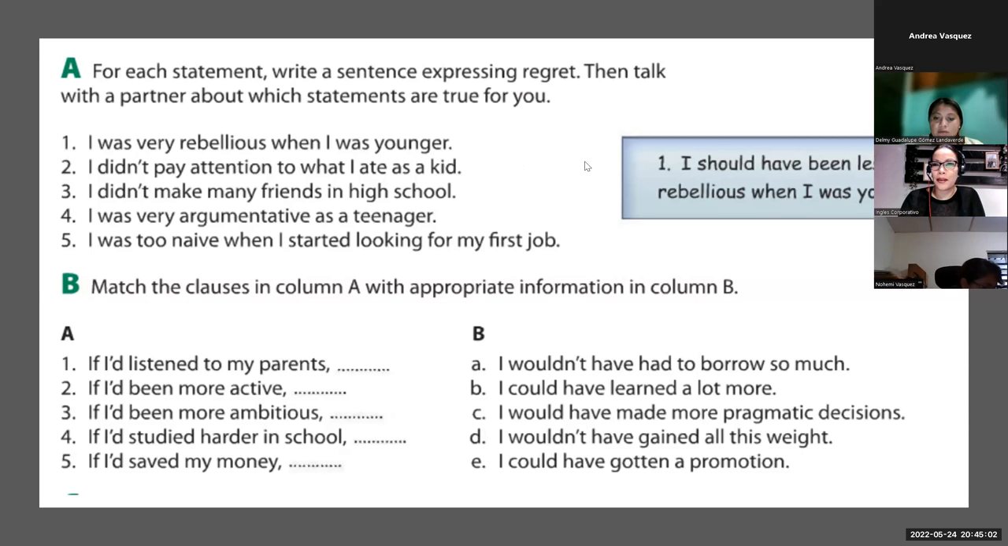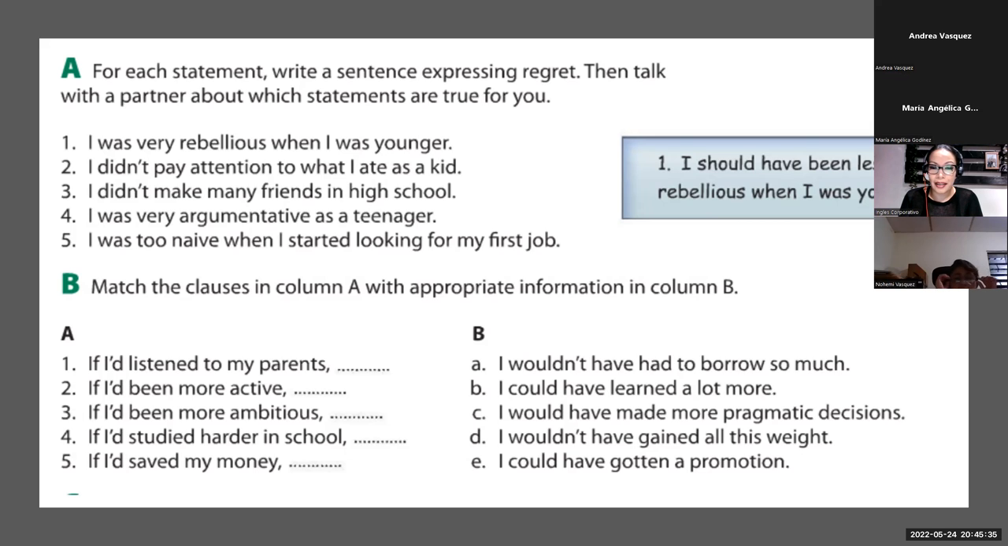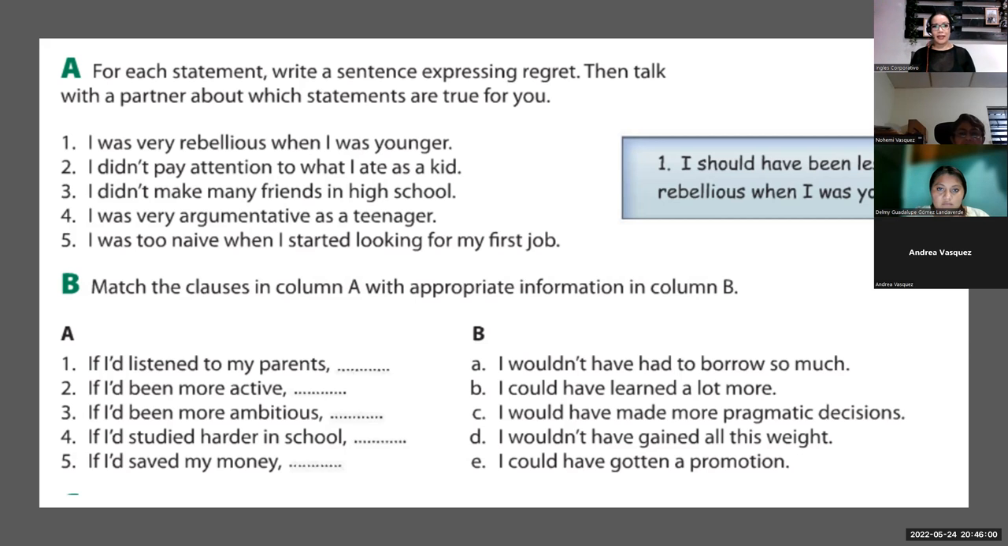That is correct. Number four, volunteer, Delmi. I should have been less argumentative as a teenager. Excellent. It's correct. And the last one, volunteer for number five. I was too naive when I started looking for my first job. Maria Angelica, thank you. I should have been more astute when I started looking for my first job. Yes, that could be a very good option. Or I shouldn't have been too naive when I started looking for my first job.